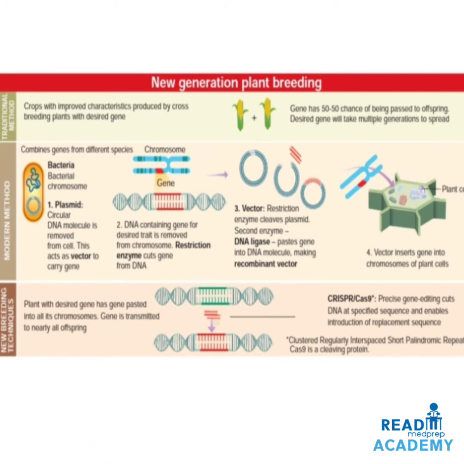Now, what are the new breeding techniques? Plant with desired gene has the gene pasted into all its chromosomes. Gene is transmitted to nearly all offspring. CRISPR or Cas9, which is a precise gene editing, cuts the DNA at a specific sequence and enables introduction of a replacement sequence. Clustered regularly interspaced short palindromic repeats is the expansion for CRISPR, and Cas9 is a cleaving protein.